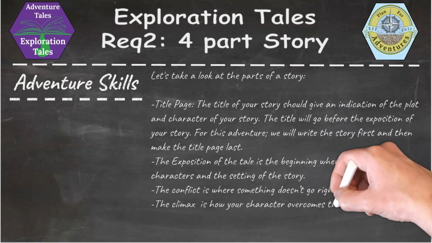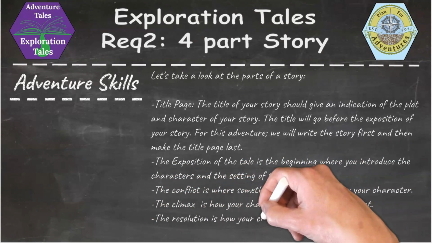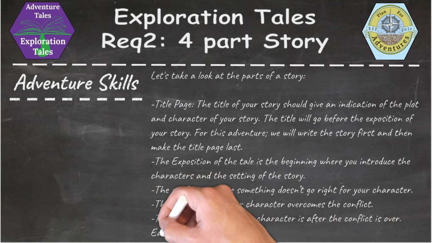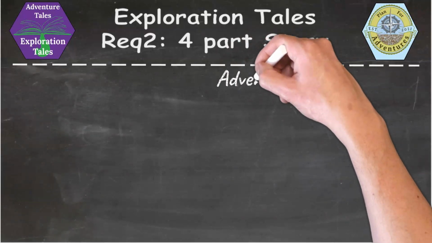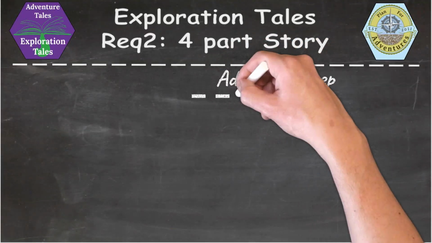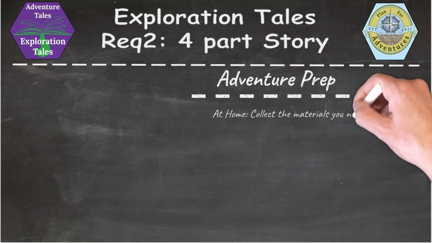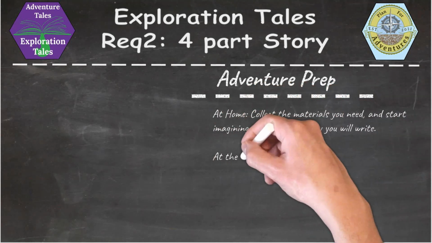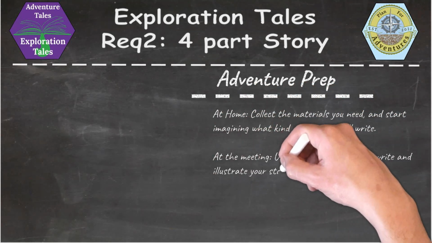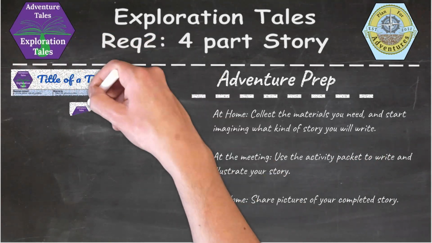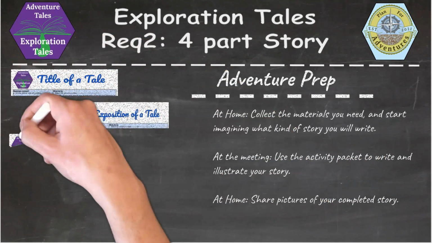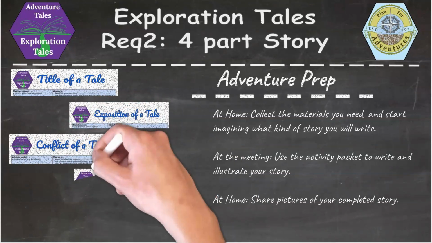Keep in mind that for these stories, we want each part to be a full paragraph long. That means each part should be at least 3 to 5 sentences long. For this part of the adventure, we will be writing your title page and each part of your story. At home, we're asking that you collect the materials that you need and start imagining what kind of story you're going to write. At your meeting, we will be using the activity packet to write and illustrate your story.